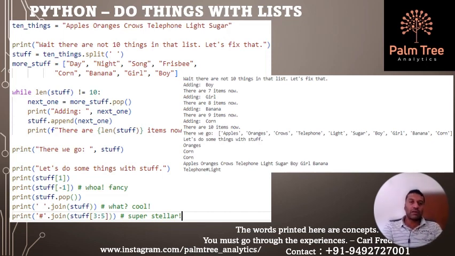For the sake of understanding, we first take some things into a string. Apples, oranges, crows, telephone, light, sugar. We count them: 1, 2, 3, 4, 5, 6 items are there. But as a string we cannot divide them. So for dividing them we make a list by applying the split function.